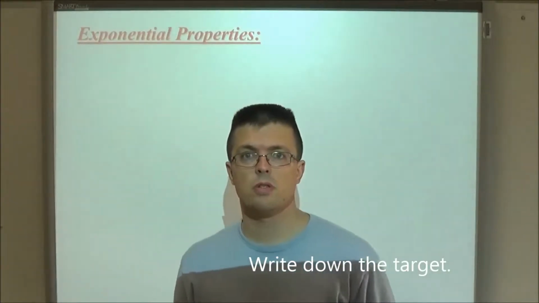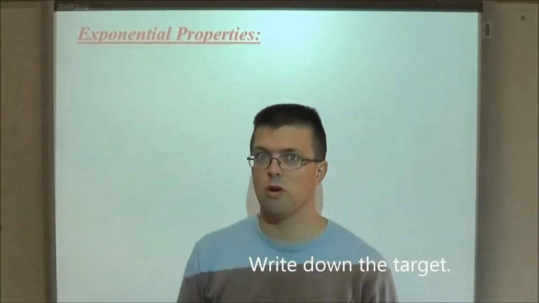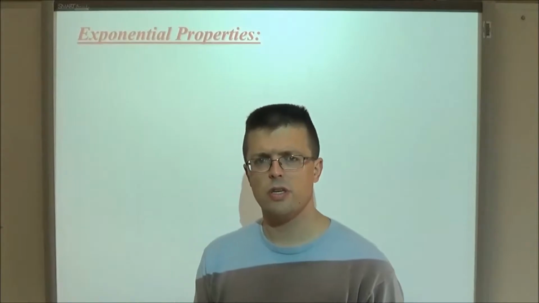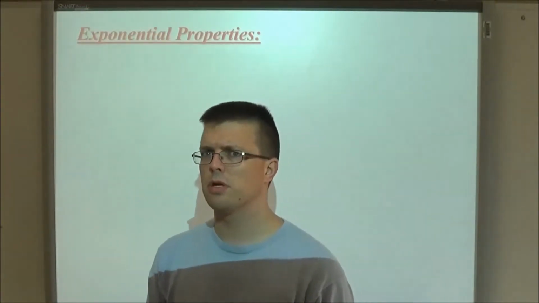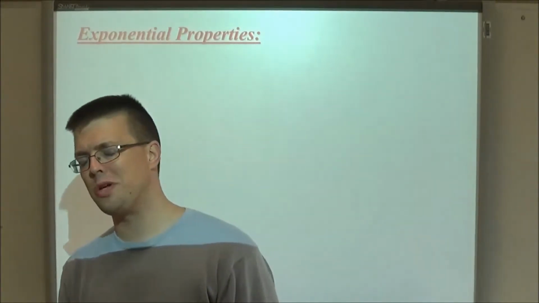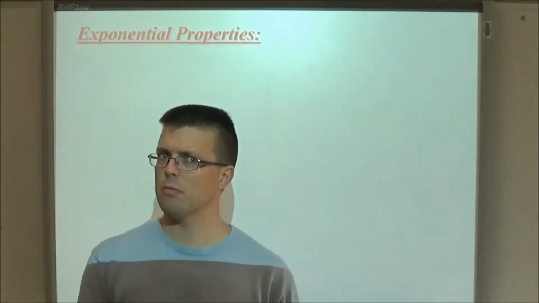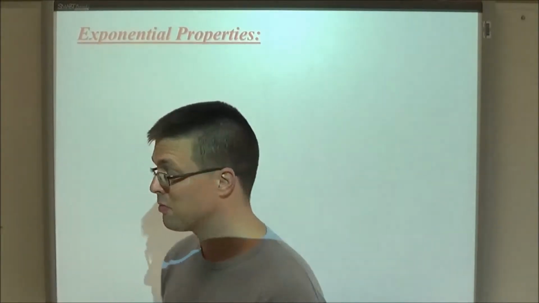Martin, and today we're going to talk about our last exponential property, which is called the power of a power rule. This is essentially you're raising a base to an exponent, and that's being raised to another exponent. So you have two exponents basically in this problem right next to each other.